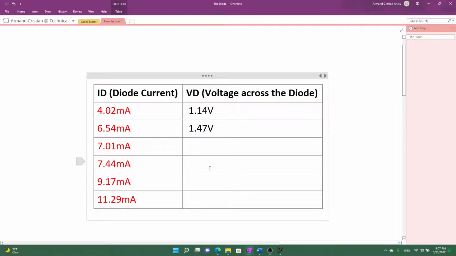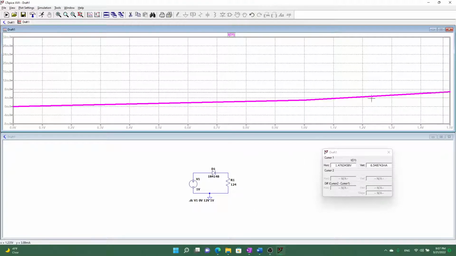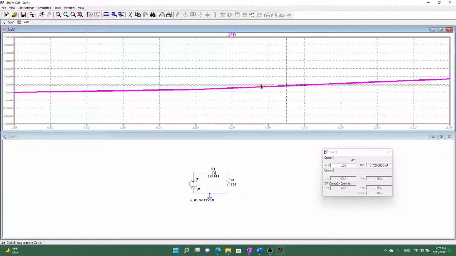And I'm just going to do the third one as well. Then I'll leave you these three as homework. So for 7 amps, 7.01, if I read that correctly. Can't quite measure them here. I'll have to zoom out a bit. 7.01, 1.53.